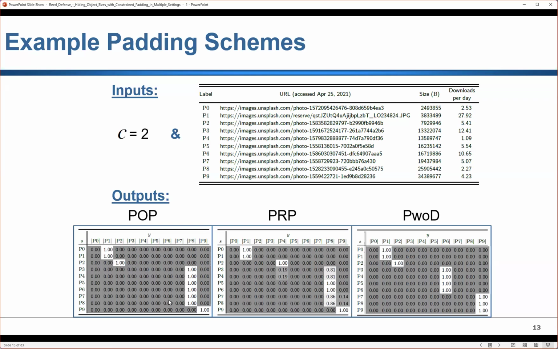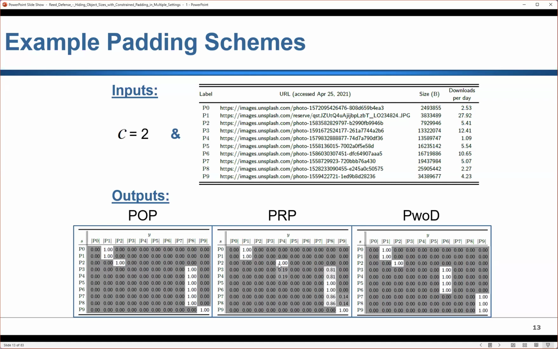And so for each one of these padding schemes, on the y-axis on the left, these labels are the pictures, and then across the x-axis, the rows represent the likelihood that if you were to retrieve a particular picture, how often would it be padded to a particular size? So we see for our POP and PWAD algorithms, these are both deterministic. So there are only single entries in each row, 100% probability they're going to be padded to those sizes.